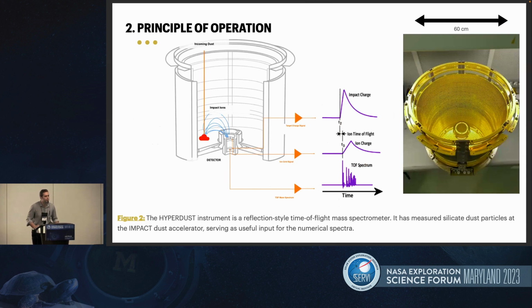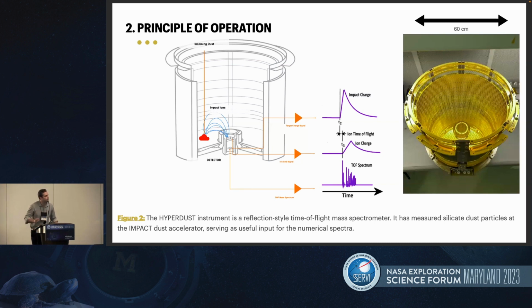I think it's worth mentioning that multiple of these modern instruments are flying on upcoming missions. So we have the Interstellar Dust Experiment aboard the upcoming IMAP mission. We have the Surface Dust Analyzer on the Europa Clipper mission, and a similar instrument is flying on JAXA's DESTINY+ mission.